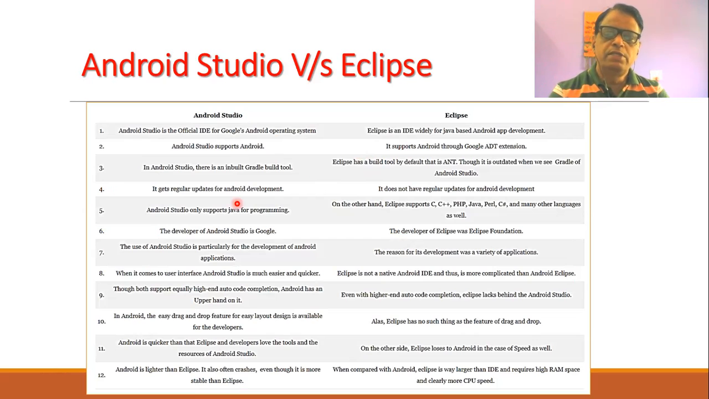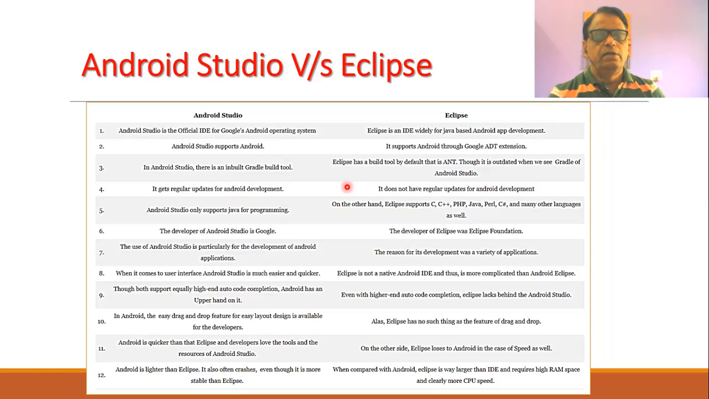Android Studio is a kind of intelligent software. It will update automatically on its own, so regular updates are available. But in Eclipse, we do not have any regular updates. Whatever you need to do, you need to do manually. So there is no automatic upgrade.